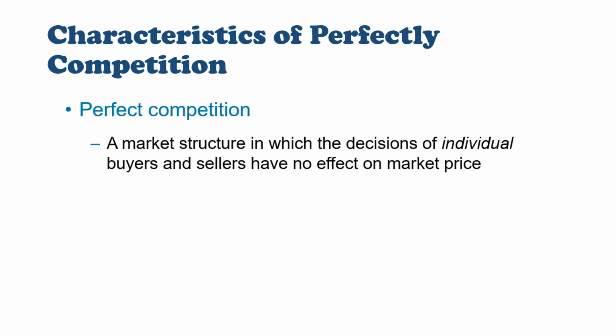In perfect competition, you have a homogeneous product, and the firm is always a price taker. Perfect competition is a market structure in which the decisions of individual buyers and sellers have no effect on the market price. The actual firms are price takers. The market sets the price, and the firm has to charge that price that the market set. An example of perfect competition would be the agricultural markets.